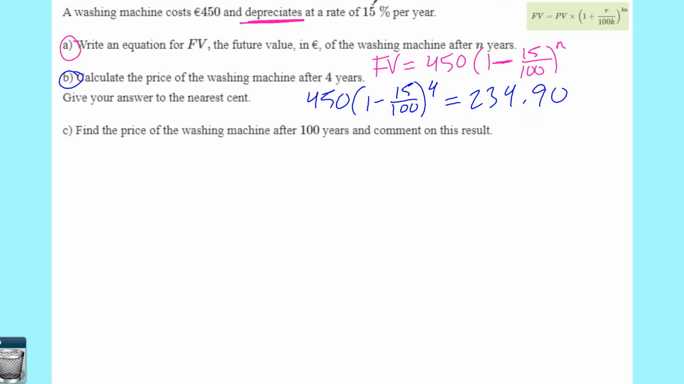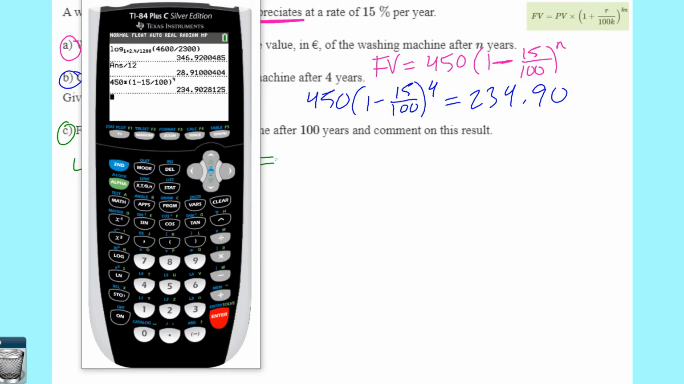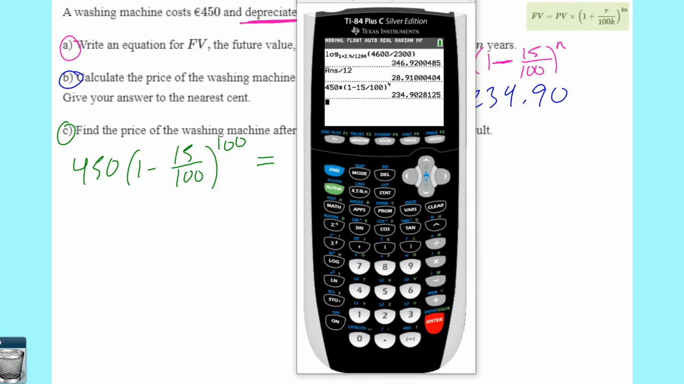All right. So now we can find the price of the washing machine after 100 years and comment on the results. So for 1 minus 15 over 100, I'm just showing my work. This is what I'm going to do on the calculator, so this is how I'm showing my work when I plug things into the calculator. Okay, so here I'm going to take the same answer, go up and hit enter, and it rewrites the same equation, and then I'm going to delete the last thing I wrote and put 100.